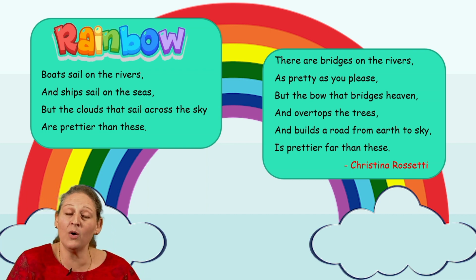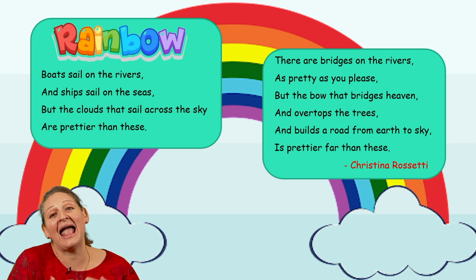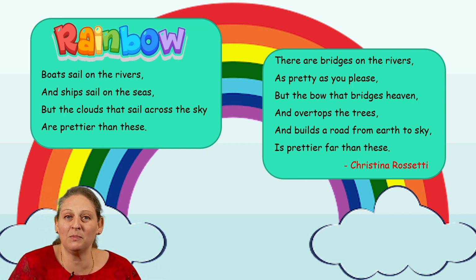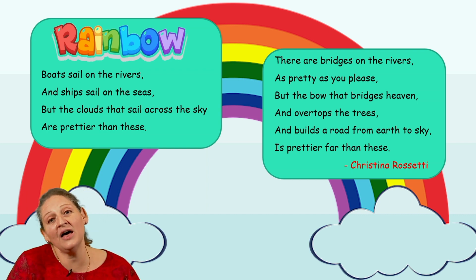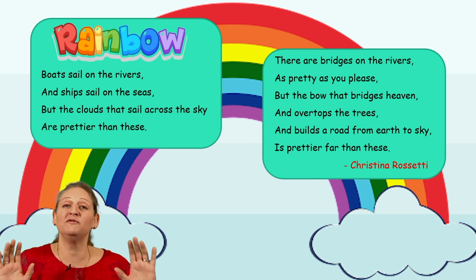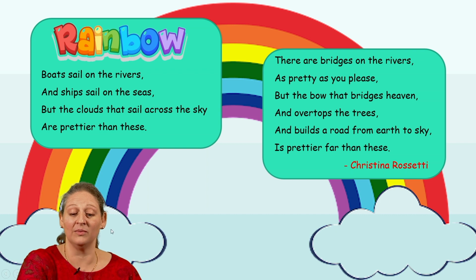So the poet also feels like that. Christina Rossetti felt like the rainbow is more beautiful than anything that she's seen. So that's why she wrote the poem. She's comparing the beauty of the rainbow to the other beautiful things that she's seen. And she says the rainbow is more beautiful than everything. That's what Christina Rossetti is saying in her poem.